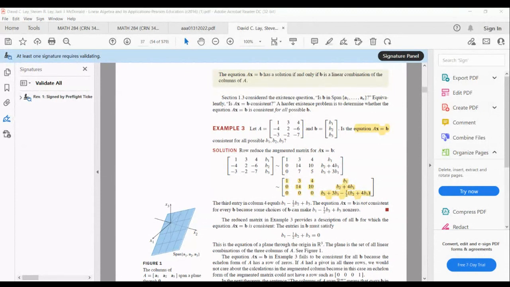And they say, okay, well, let's take a look at the last equation. They reduce the B3 plus 3 in the third entry in column 4. They reduce B3 plus 3B1 minus 1/2 times the quantity B2 plus 4B1, simplify that to be B1 minus 1/2 B2 plus B3.